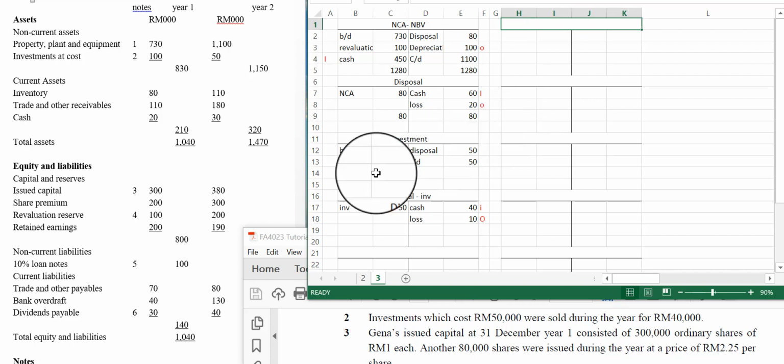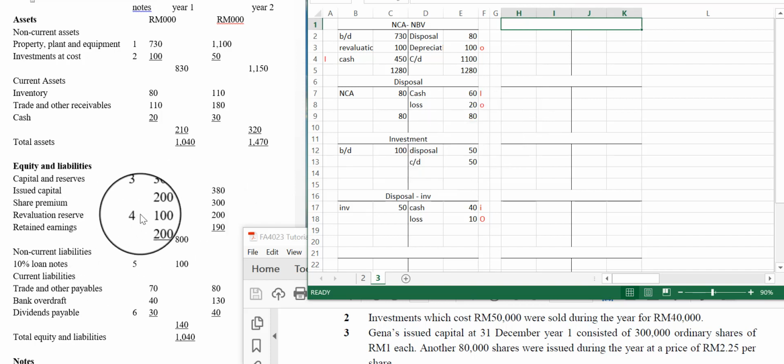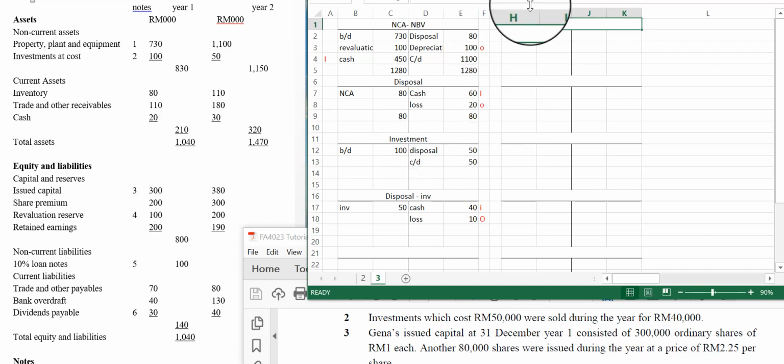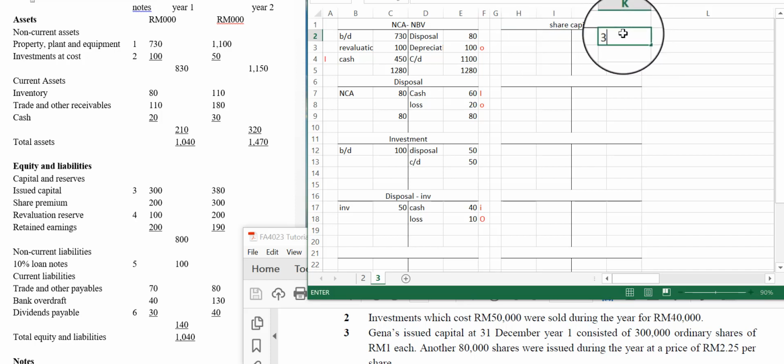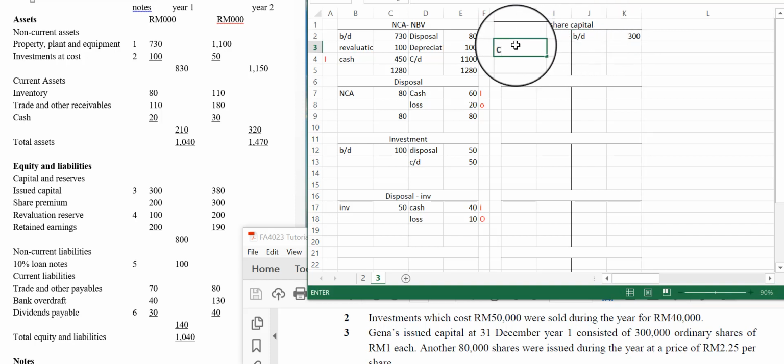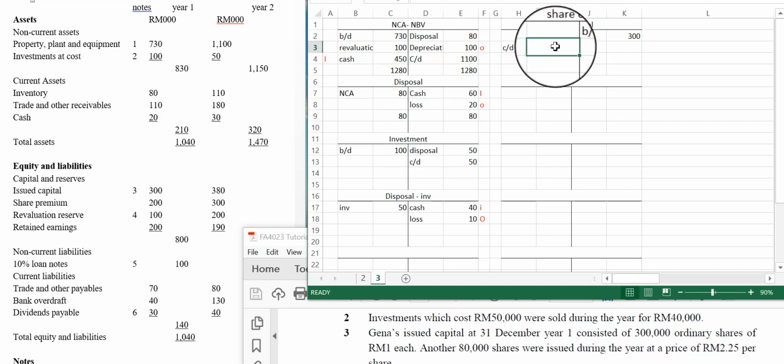Then we go on with number 3, share capital and share premium. Now these two accounts, if you are familiar, you do not need to open them anymore in the future once you are very familiar with cash flow, because it's just a simple plus and minus. Share capital: if you look here, your opening BD is 300, and your closing is 380.